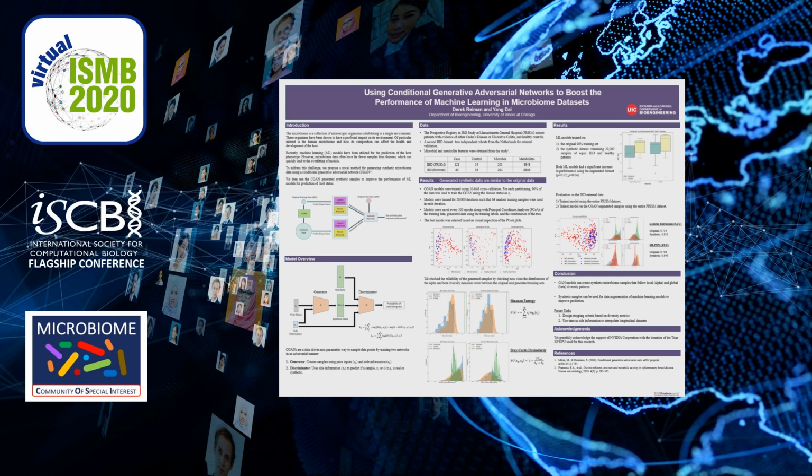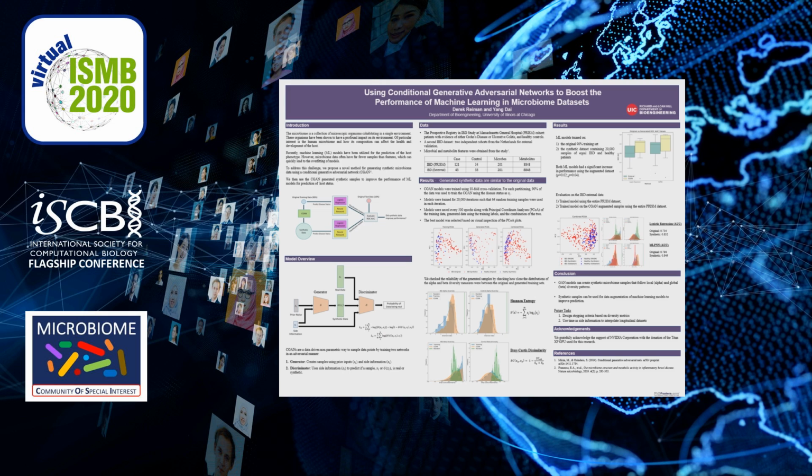Recently, machine learning models have been utilized for the prediction of host phenotype. However, microbiome data often has far fewer samples than features, which can quickly lead to the overfitting of models. To address this challenge, we propose a novel method for generating synthetic microbiome data using conditional generative adversarial networks, or CGANs. We then use the CGAN-generated synthetic samples to improve the performance of machine learning models for prediction of host disease status.